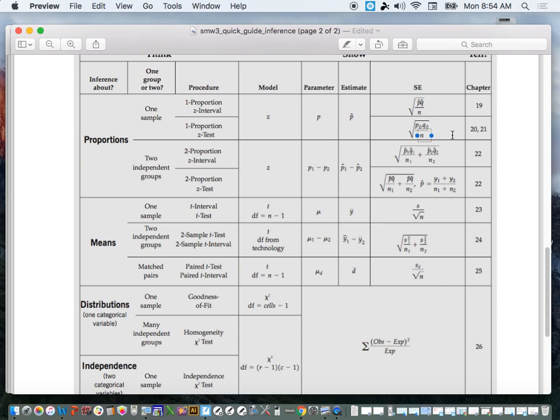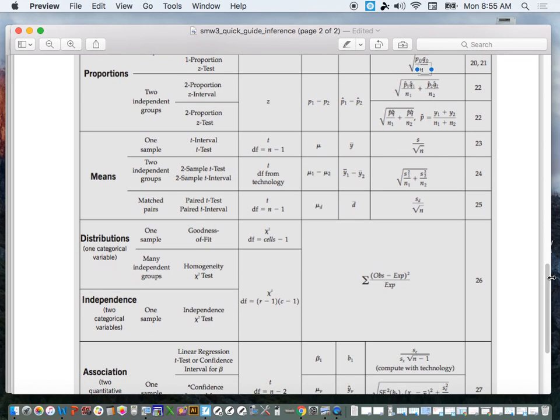So there's one group, there's two groups. If we're doing two groups, a two-proportion z-test or interval, for the interval we use the sample proportions in the formula. Right here. But in the hypothesis test, we have to find the pooled proportion. So the numerator in these two would be the same with different denominators. So keep that in mind.